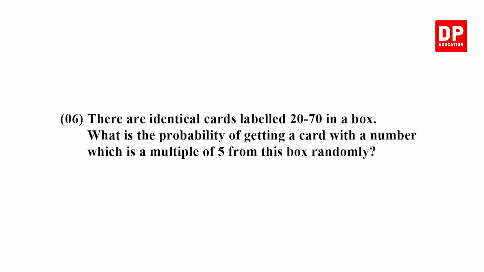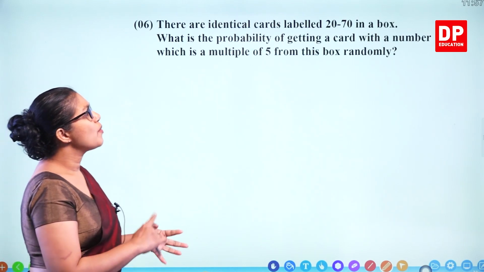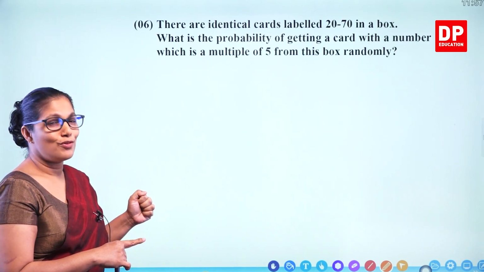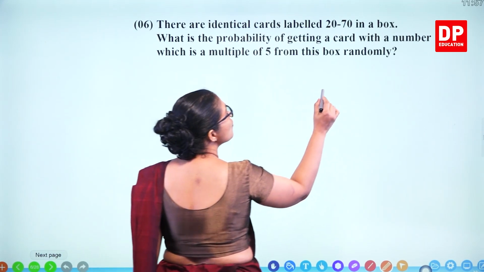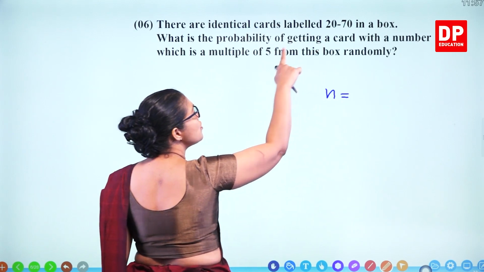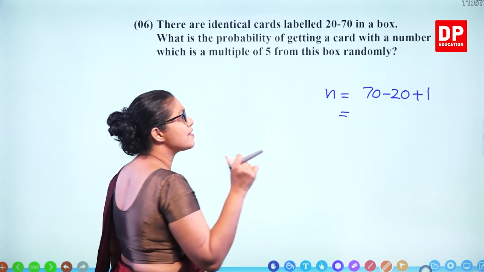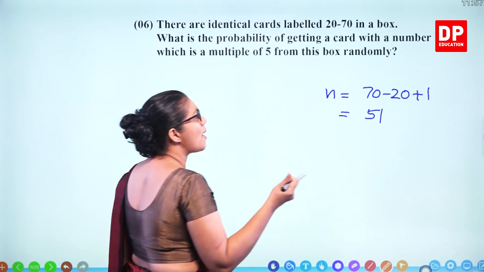Question number 6. There are identical cards labeled 20 to 70 in a box. What is the probability of getting a card with a number which is a multiple of 5 from this box randomly? First tell me how many cards are there? 20 to 70, 20, 21, 22 like that. Do you need to count it? You don't need to count it. You can straight away get how many numbers are there. The total number is, you take the difference and add 1. That's the method. 70 minus 20, that's 50. So 51 numbers are there.